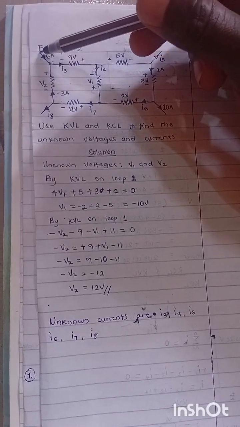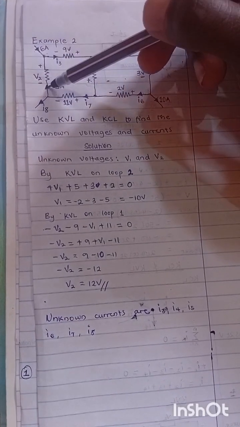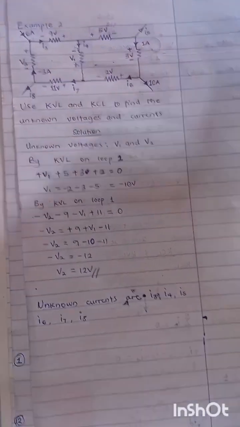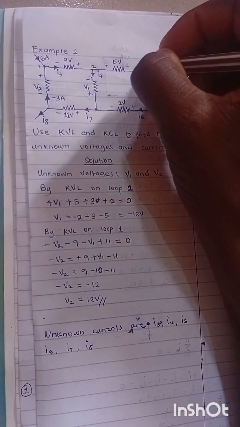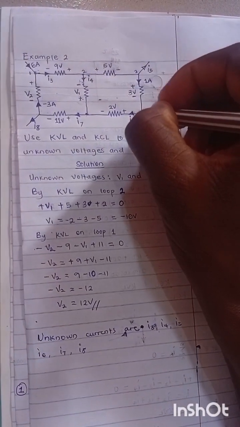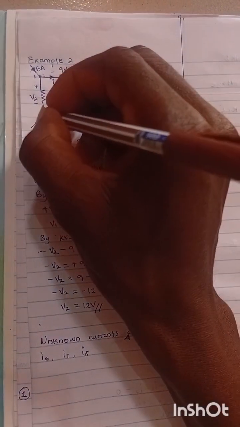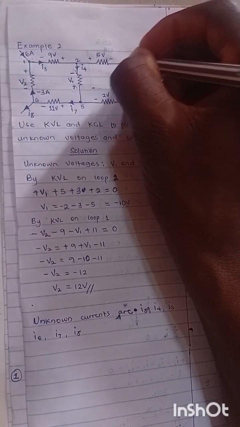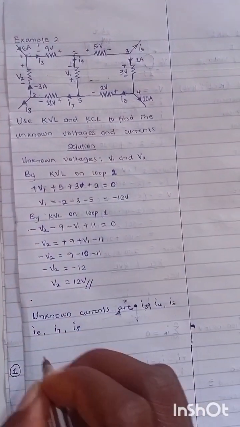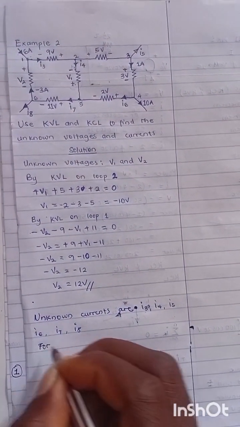At this node, you have one of these known: 6 ampere is known, minus 3 ampere is known. It's just I3 that is not known. So I'll choose that node and I'll label it. Let's call this node 1, node 2, node 3, node 4, node 5, and node 6. So let me correctly write these so that we'll all see it very well. So I'll start from node 1.